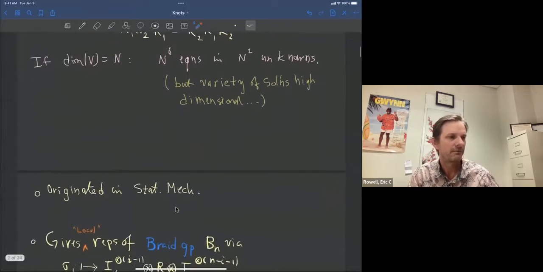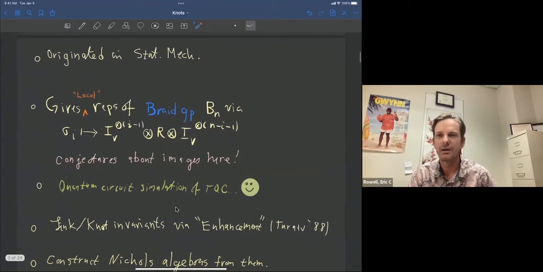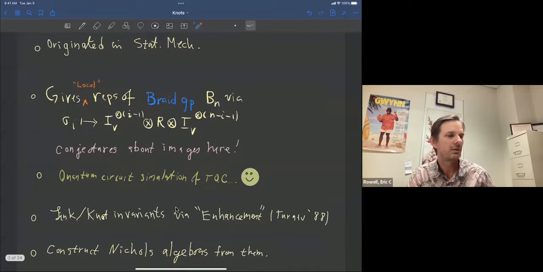I'll just say a few words. I don't think I need to inspire anyone here to think about them, but the Yang-Baxter equation originated in statistical mechanics. One way to think about it is in terms of the braid group, which is how I prefer. It gives local representations of the braid group by tensoring up with the identity as many times as needed on each side, and there are a bunch of conjectures about what the images should look like. There's another inspiration, a posteriori perhaps: you can think of them as quantum circuit simulations of topological quantum computers, assuming it's a unitary solution, for example.